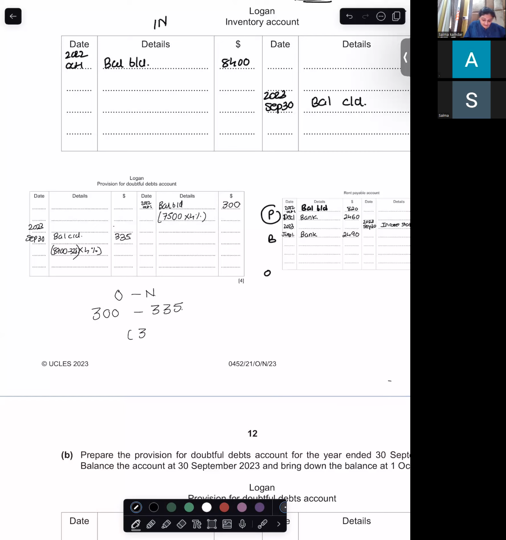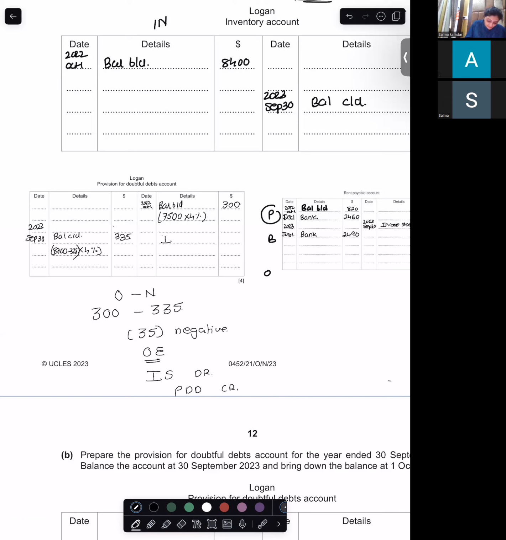Old minus new gives 35 negative. If it is 35 negative, then it is another expense. If it is another expense, it will be written income statement debit. So, Miss, we write income statement debit, provision for doubtful debts credit.